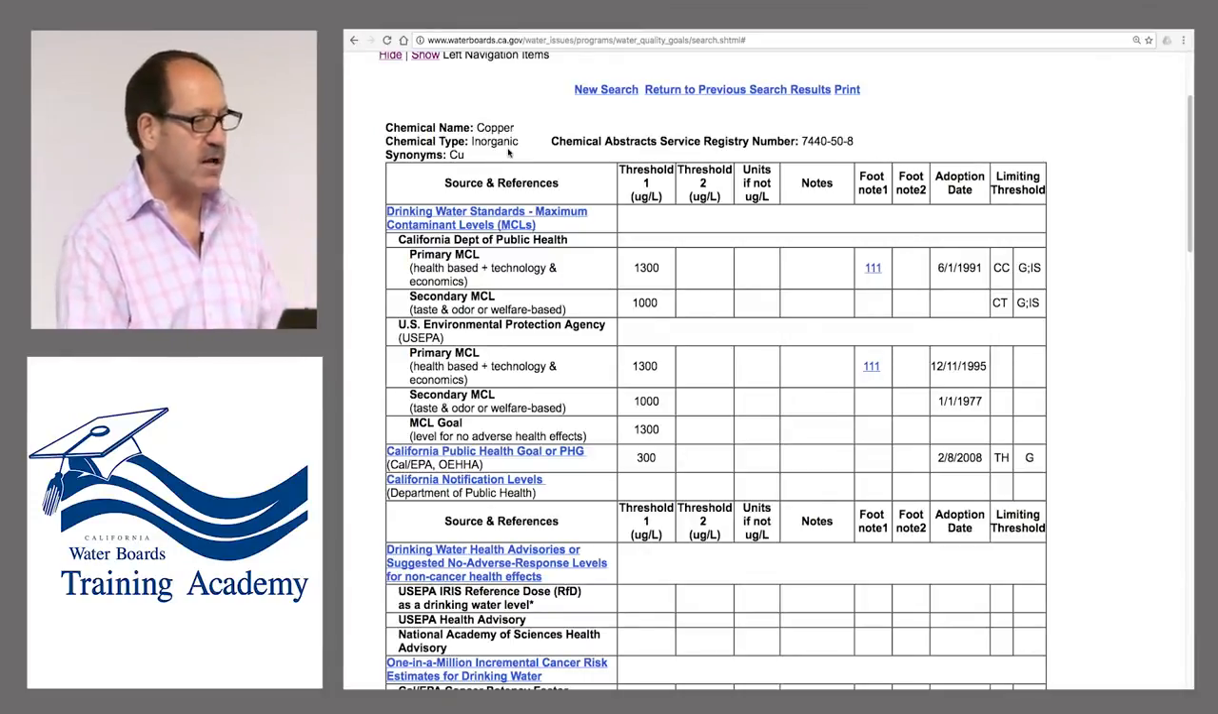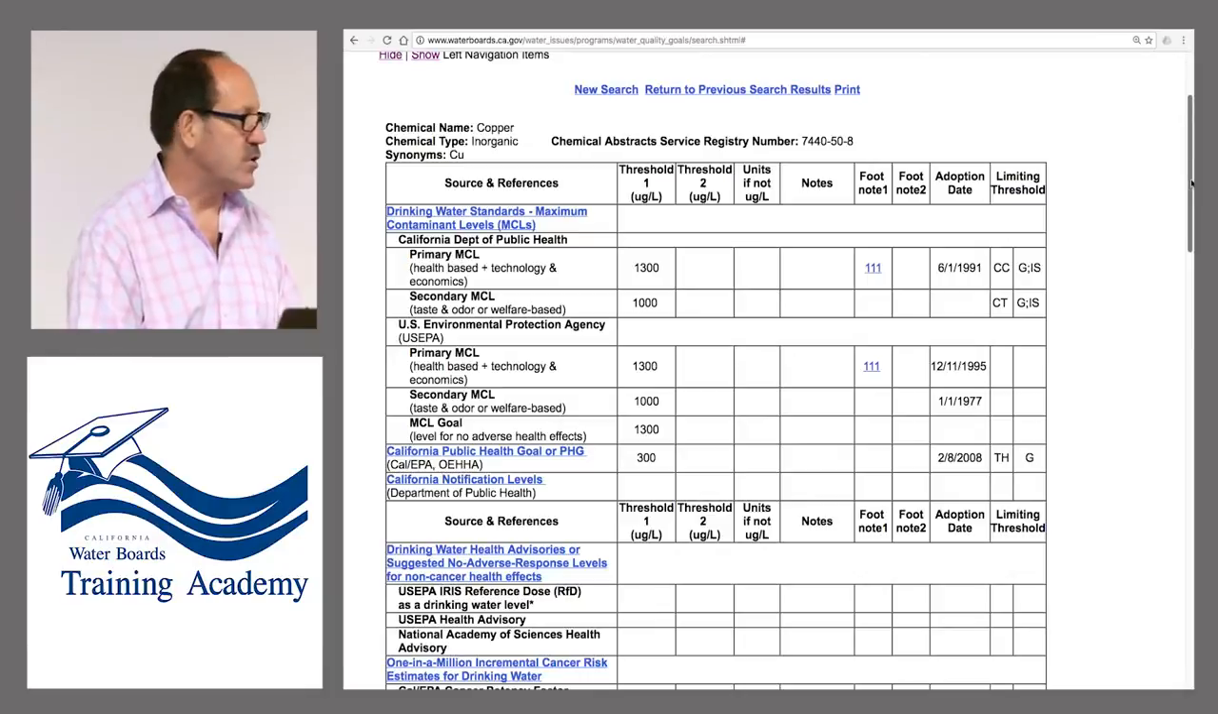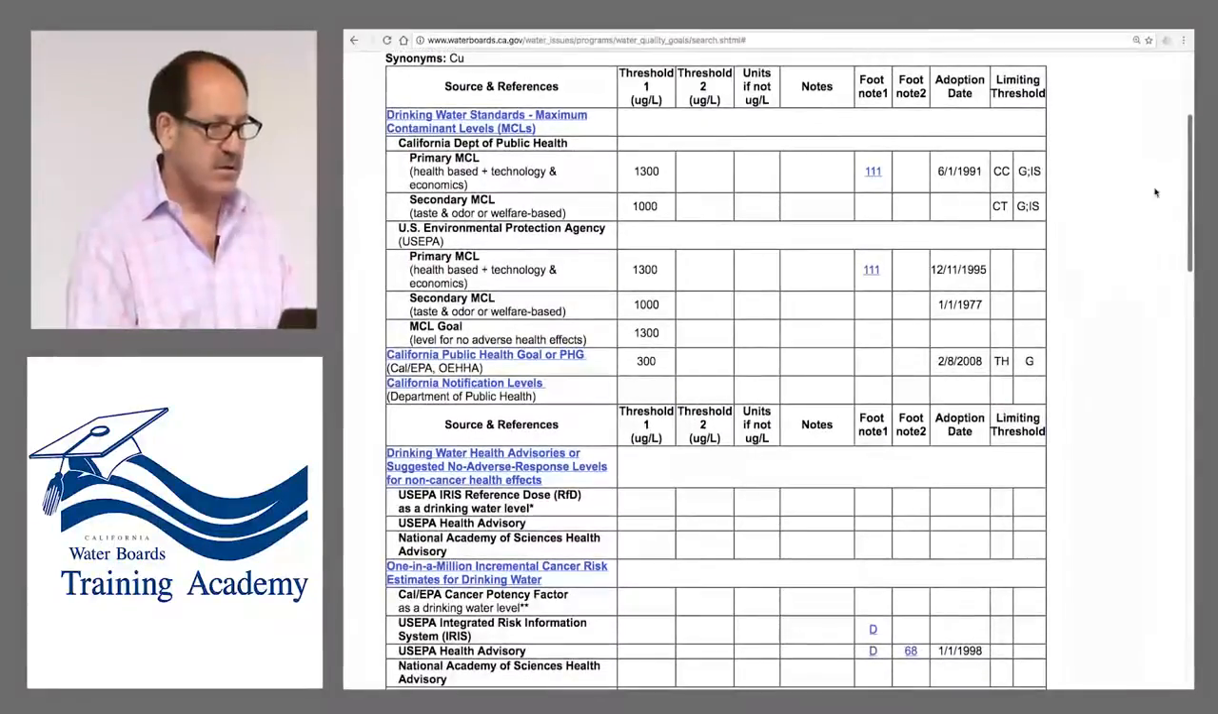In the first column are all the sources and reference materials. So starting with the drinking water maximum contaminant levels, the drinking water standards, notice it's a blue underlined link.